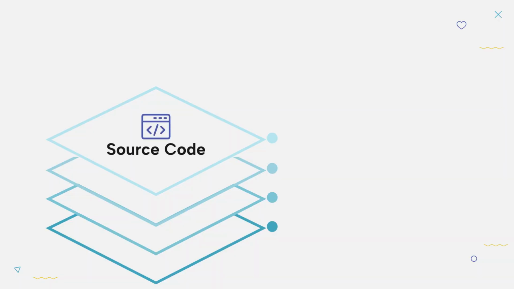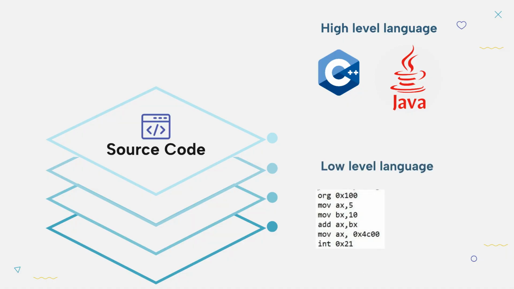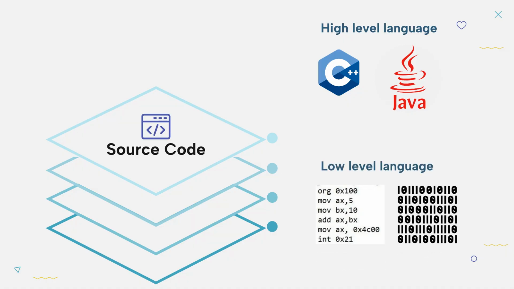A source code file is where a programmer writes the instructions that define how a program should work when a user runs it. This file is usually written in high-level languages such as C++, Java, etc., which are easier for humans to read and write. However, computers cannot directly understand these languages. A computer can only understand low-level languages, such as assembly language or machine language, which consists of instructions in the form of zeros and ones.